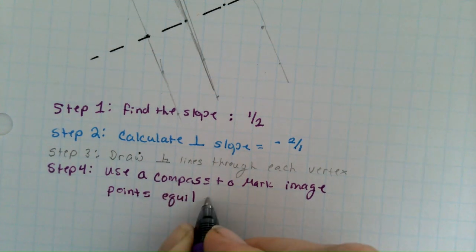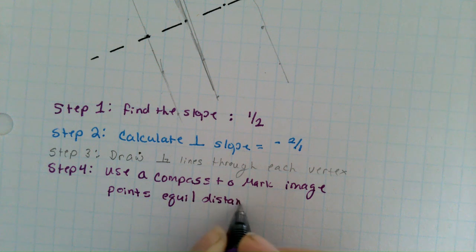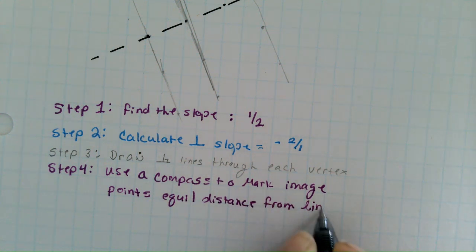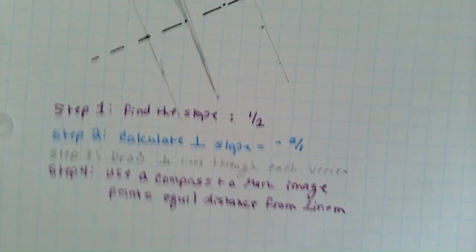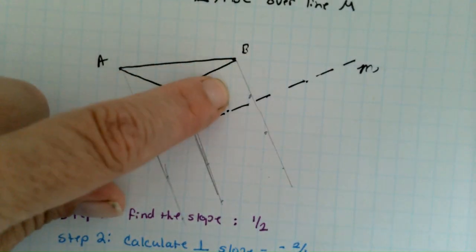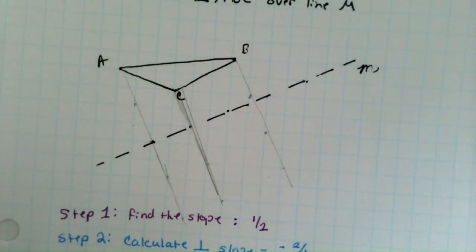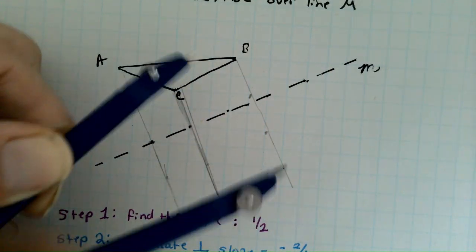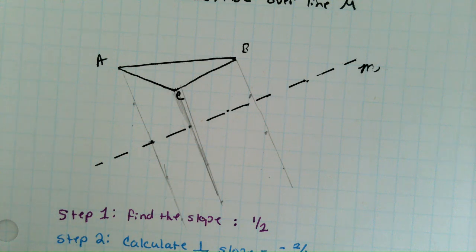Equal distance from line M. Okay, so sometimes you can count, and counting is fine. Like we can see that down to over 1 pretty much was perfectly on, but what we can do to make this even better is I'm shrinking this in.